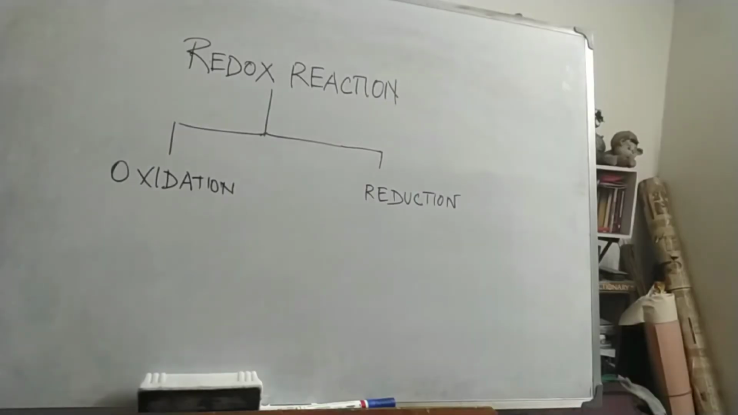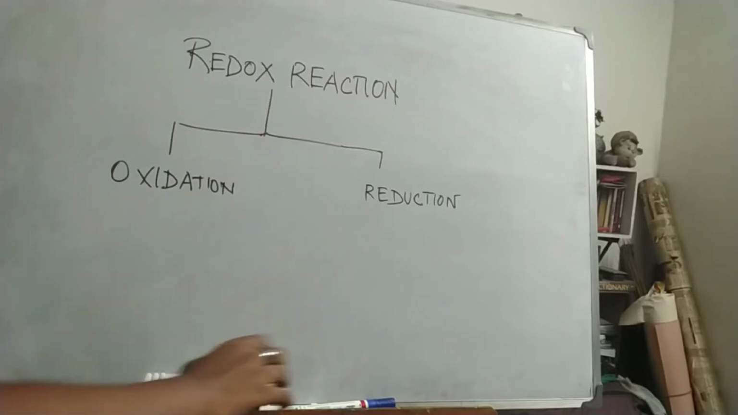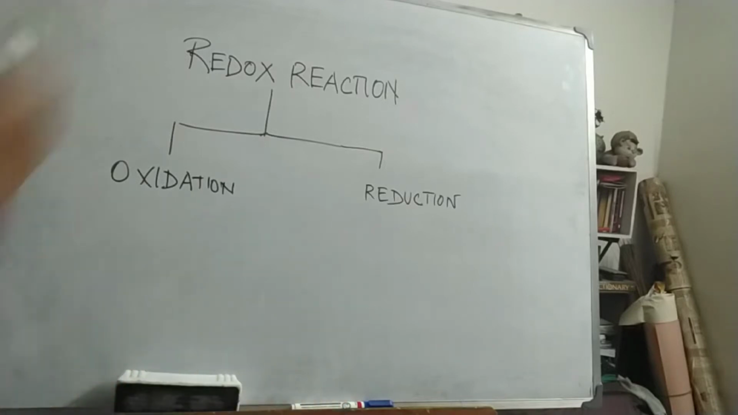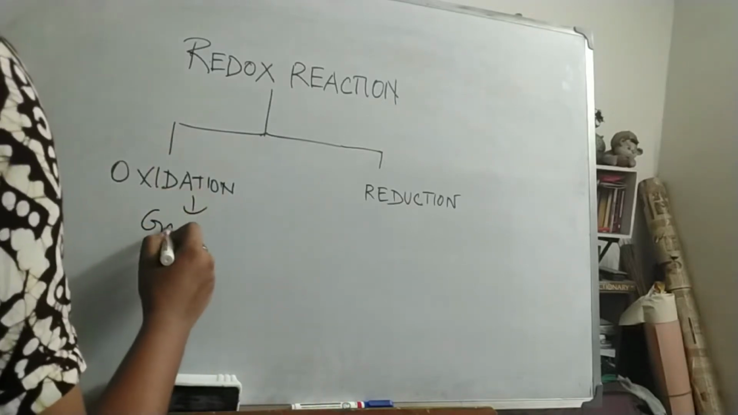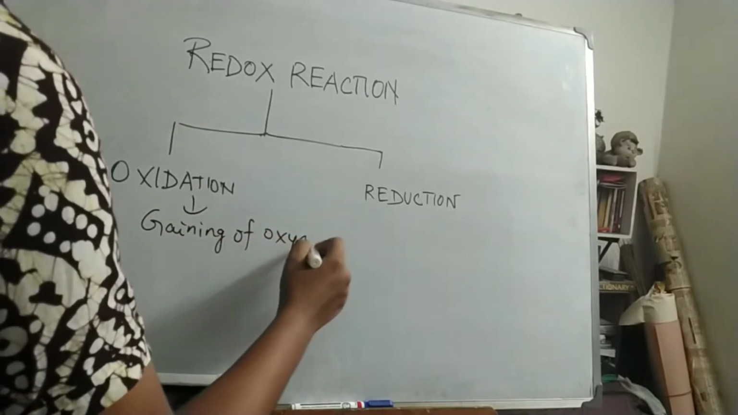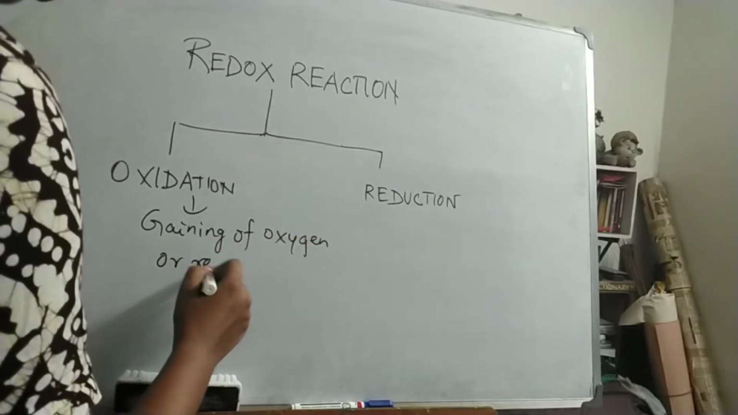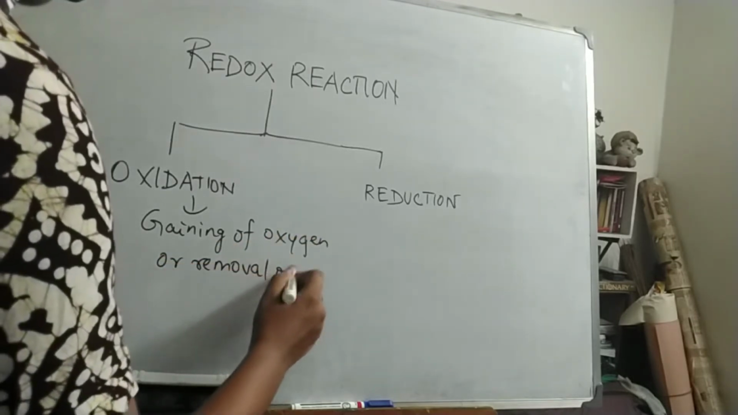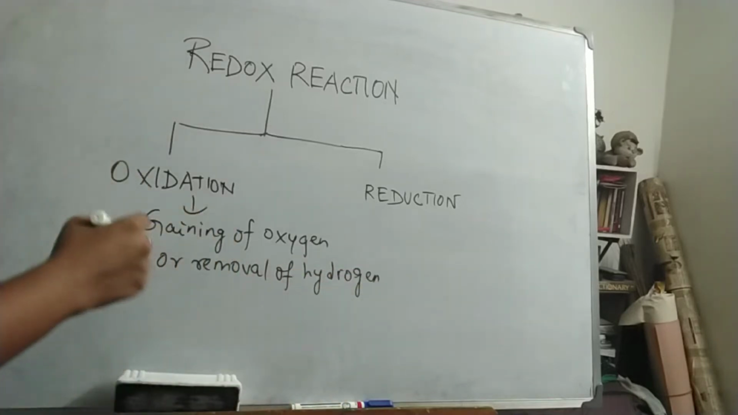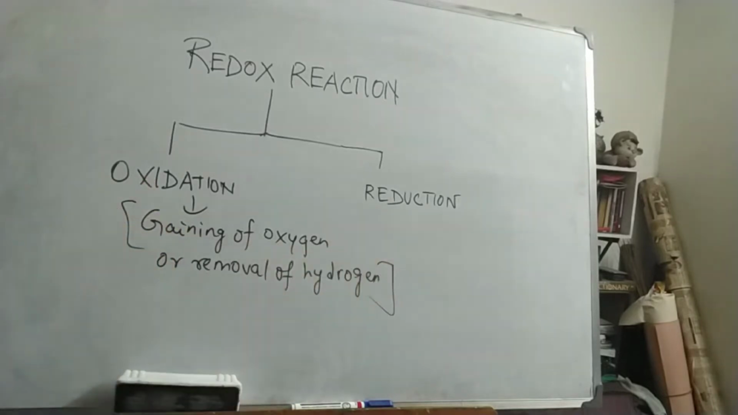Now today we will start with redox reaction. Under redox reaction there are two parts, oxidation and reduction. So what is oxidation? Oxidation means gaining of oxygen or removal of hydrogen. This is the definition of oxidation.